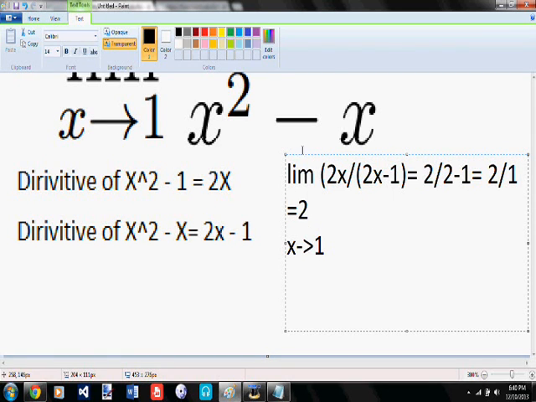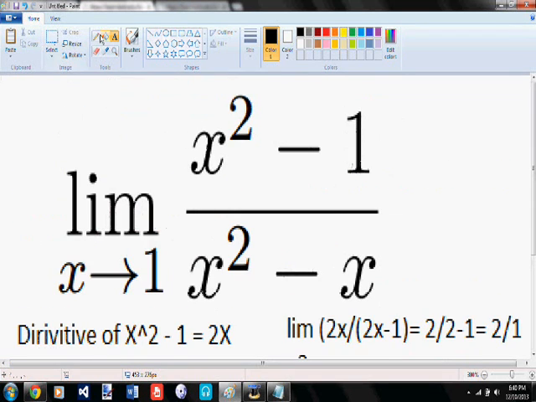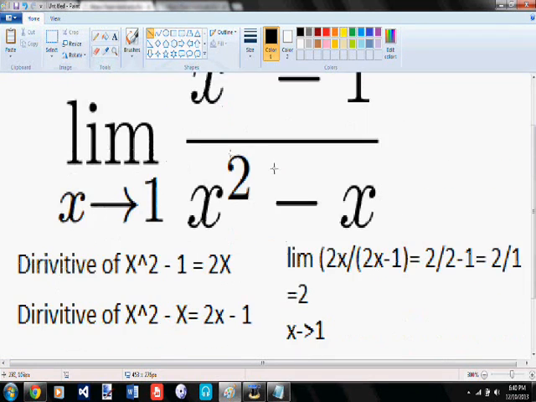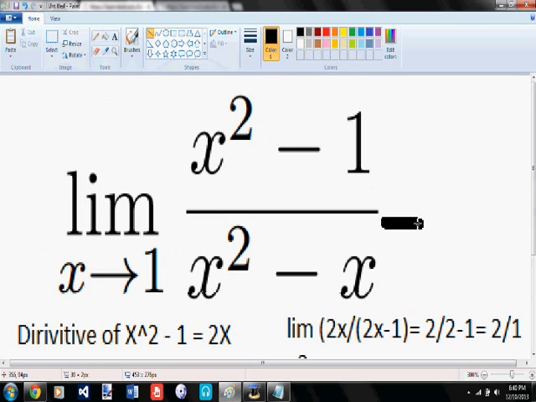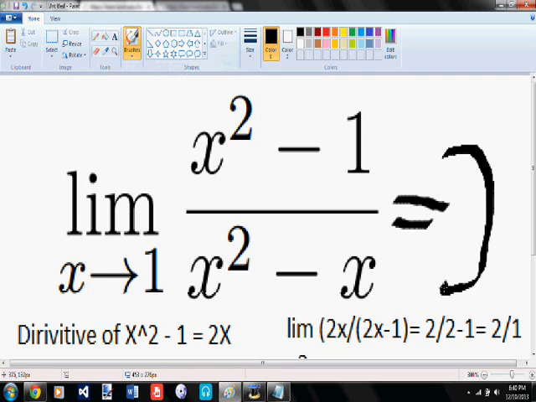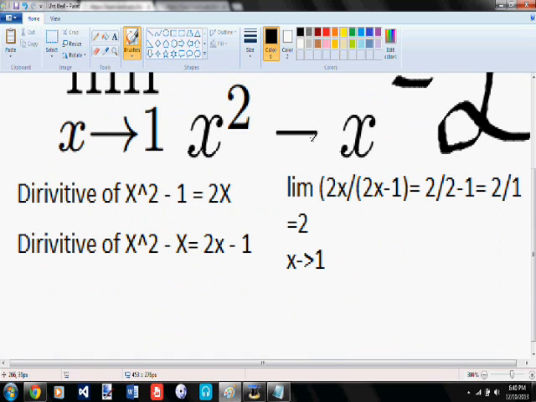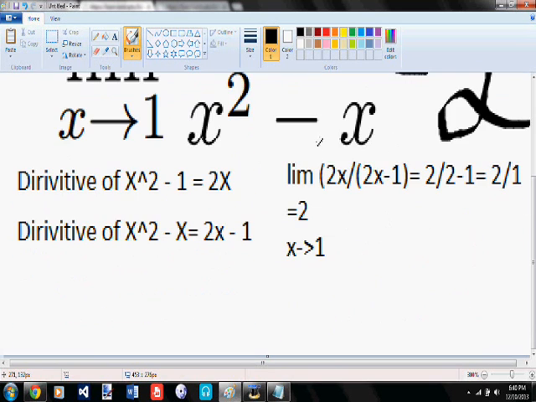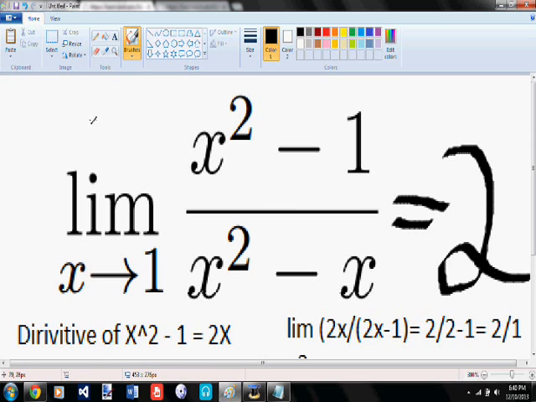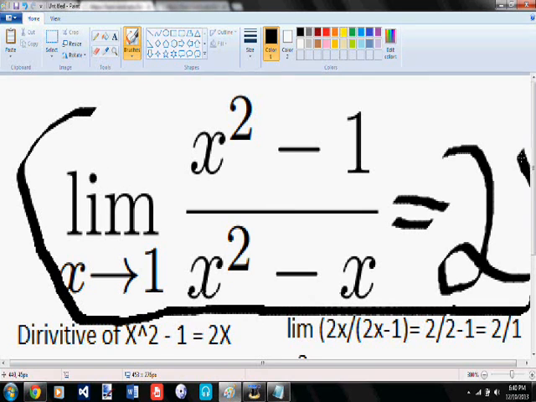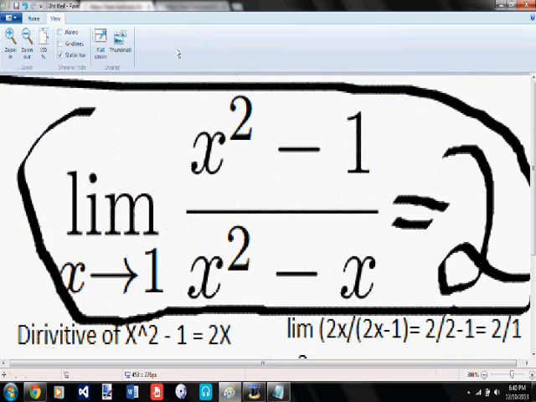So this limit equals 2, which when you write your answer, you're going to rewrite the original limit, and you're going to want to write, let's do this, equals 2. That's the answer you're going to want to write to your professor. Because you do not want to just make him look through your work. You even want to circle it like this, because you do not want to make him look through your work.